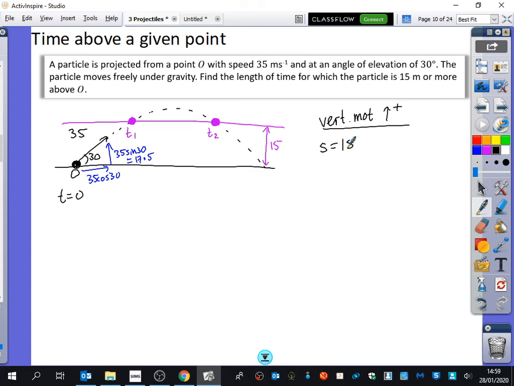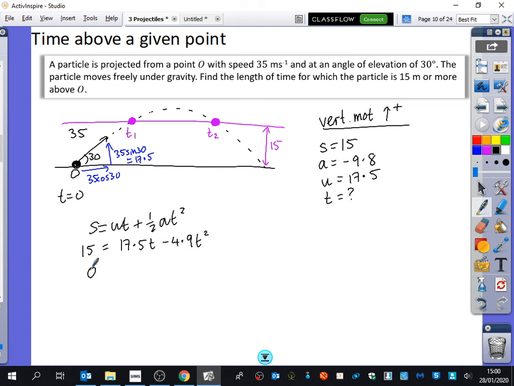I've just said I'm interested when it gets to 15 meters. The acceleration is downwards at 9.8. Anything else? U is 35 sine 30, which is 17.5. And what do I even care about? I want to find out what T is. Now I've got S, A, U, and T, which we know is S equals UT plus a half AT squared. So 15 equals 17.5 T minus 4.9 T squared. It's a quadratic.